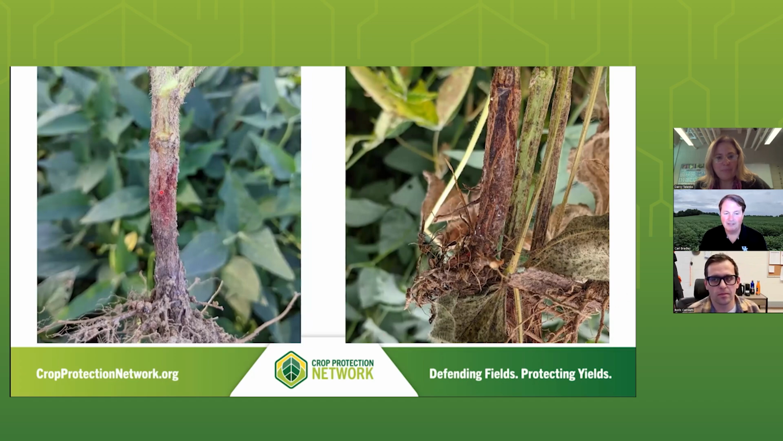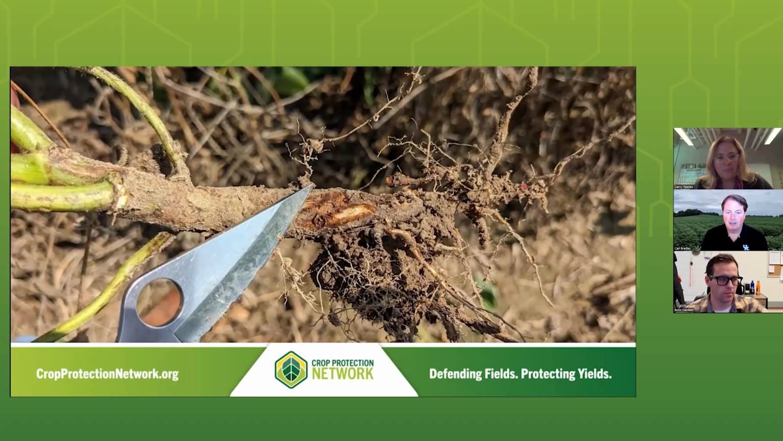We can see anything from a bright red in some cases to, as that plant matures, a darker reddish discoloration. And as that plant gets even older, you may actually need to take a pocket knife and start scraping away the outer layers of that lower stem and root to be able to identify some of that reddish discoloration in those roots.